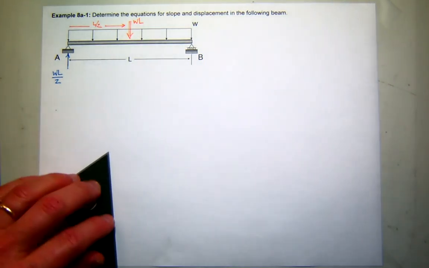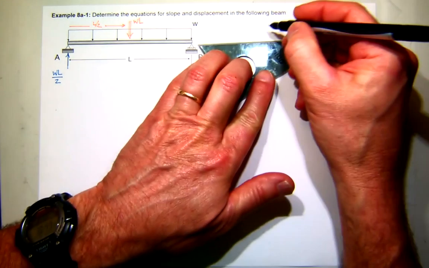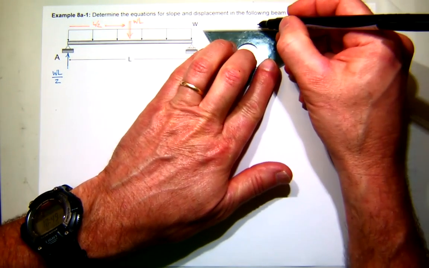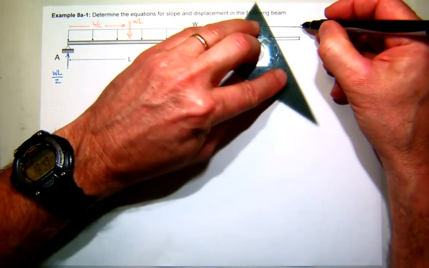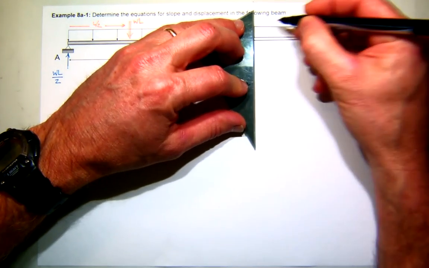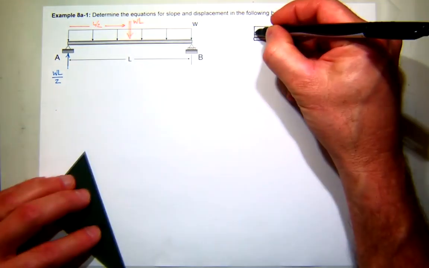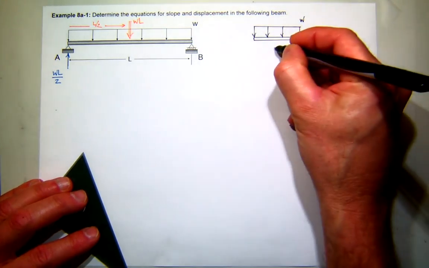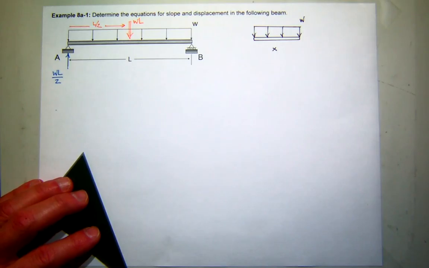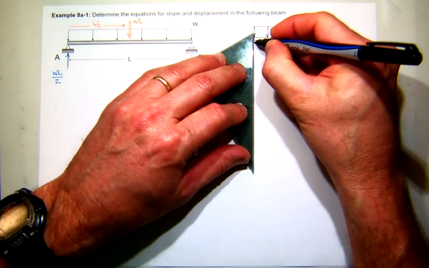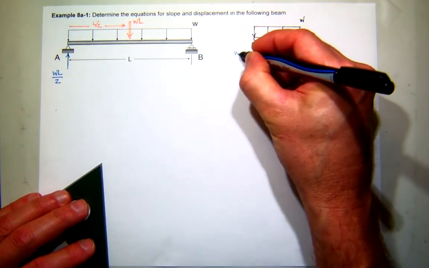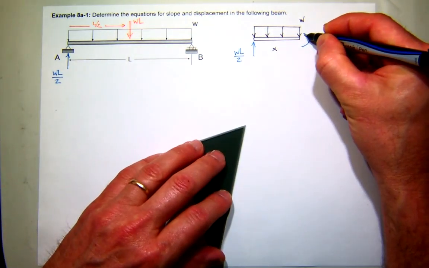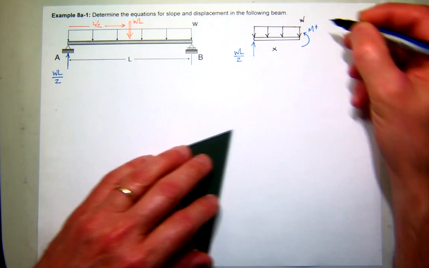So now I'm going to draw a free body diagram of a cut section with the distributed load applied. Remember, it has an intensity W. This will be at some distance x. I have my reaction on the left-hand side, WL over 2, and I'll assume positive bending moment.